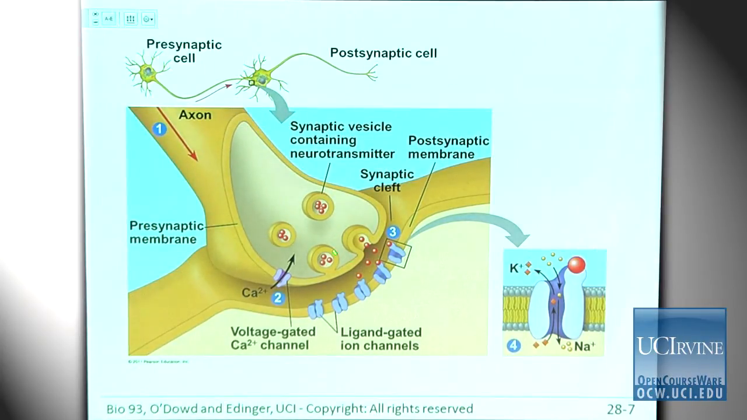When these vesicles fuse with the plasma membrane, they dump their contents into the synaptic cleft. The neurotransmitter will bind to receptors that are on the postsynaptic cell, and in this case, we're looking at an ionotropic receptor that is actually an ion channel itself. The neurotransmitter binds and opens that channel. We'll talk about that a little bit more in a minute.